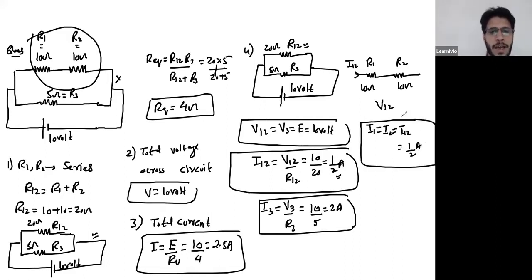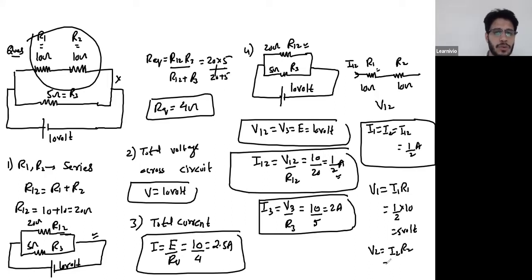Now, if you have I1 and I2, Afroza, how would you calculate V1, the voltage across the first resistor? I1 is equal to V1 by R1. So V1 is I1 R1. We already have I1 and have to calculate V1. So it's half into R1. R1 is 10. That comes out to be 5. Similarly, you can calculate V2, which is I2 R2. So that's half into 10. It comes out to be 5.